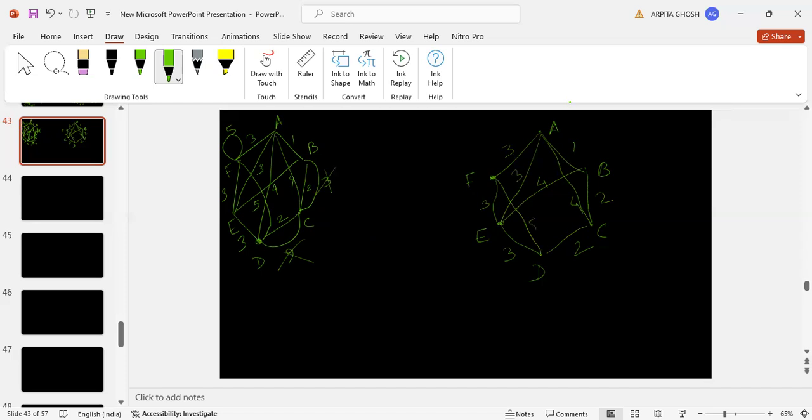Have I drawn all the edges? I think so. After removing self loops and parallel edges.